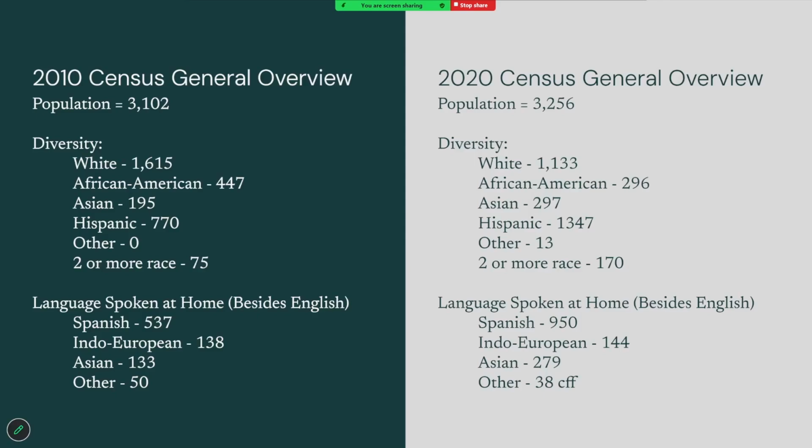For the census data, we use the 2010 census as well as the 2020 census. Now, as you can see, there's a big diversity change from 2010 to 2020. There are a lot more Spanish speakers in 2020 than in 2010, and this will affect how we engage more people, and we'll talk more about this in the next slide.